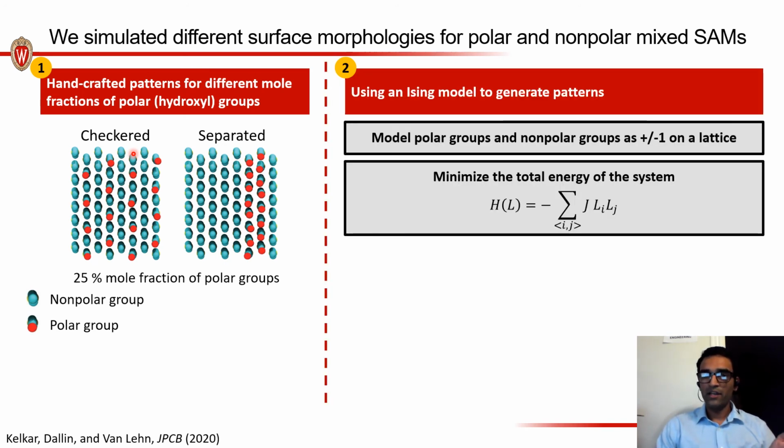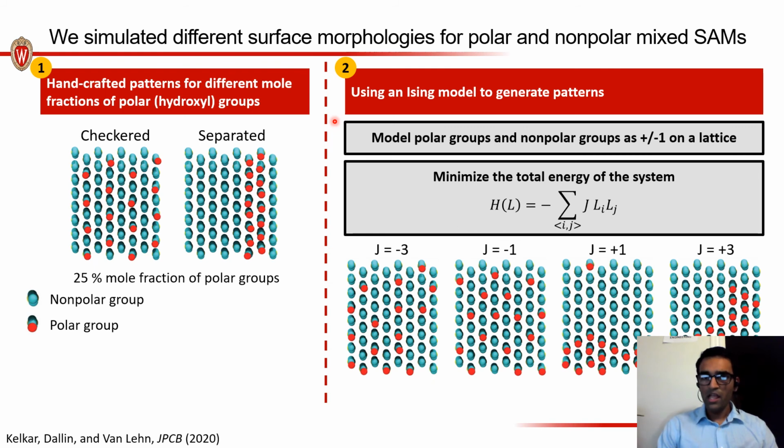And the second thing that we can do is we can use an Ising model to generate these same patterns. What an Ising model helps you do is that you don't need to predefine your structure, and you can actually access a larger part of your chemically heterogeneous space compared to what you could with simply handcrafted patterns. And what we see is that the Ising parameter in this case helps us control the morphology from a checkered surface or a completely mixed surface to a completely separated surface or a completely Janus-like surface as you go from a negative to a positive value.